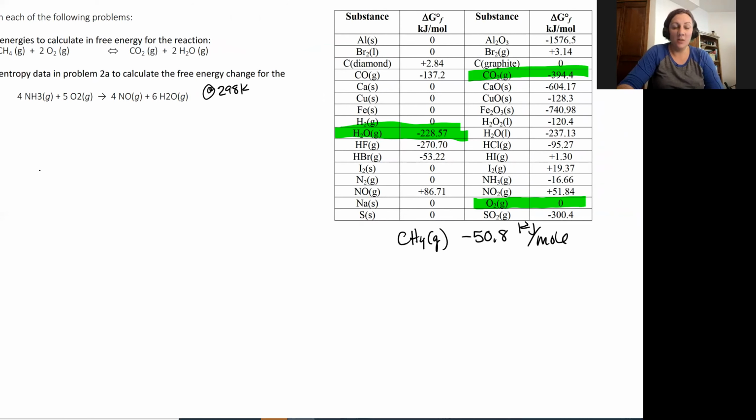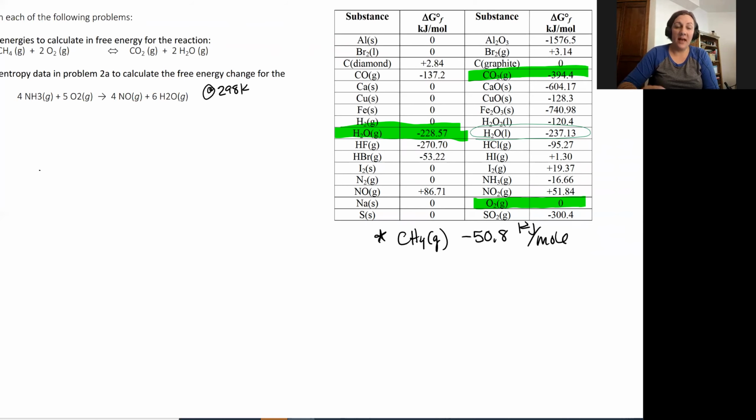I've highlighted the ones that we need for our reaction, our carbon dioxide, our water in the gas state. And be careful of that, because we have water in the gas state and we also have water here in the liquid state. And whether it's liquid or gas has an impact on what that value is. And then oxygen, which is an element, and so it's 0. The one that's not on here is methane that I had to look up in a data table. So it's here. It's negative 50.8 kilojoules per mole.